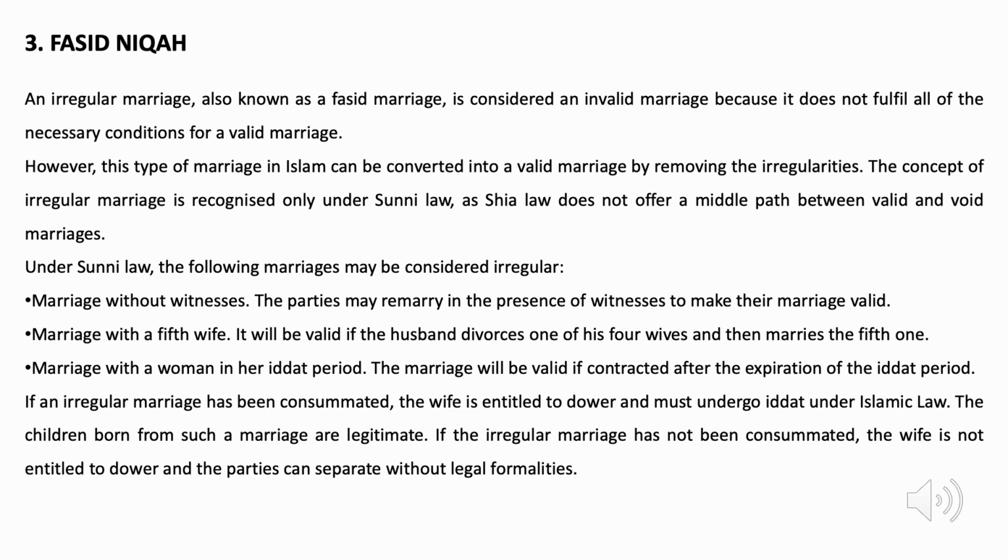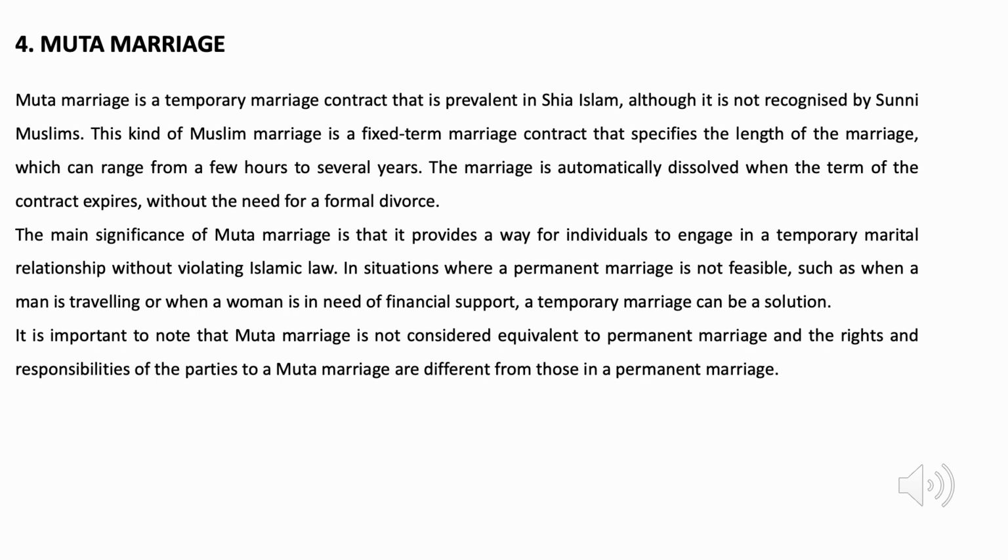Under Sunni law, a marriage without witnesses, a marriage with a fifth wife, a marriage with a woman during her iddat period is considered Fasid. If a marriage is irregular and has been consummated, the wife is entitled to meher and must undergo iddat under Islamic law. The next type of marriage is Muta marriage.